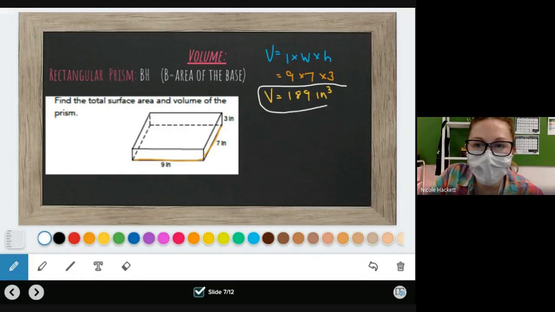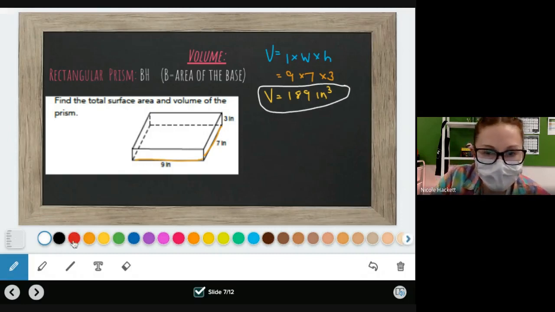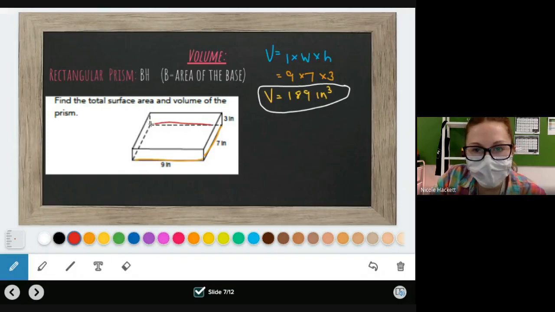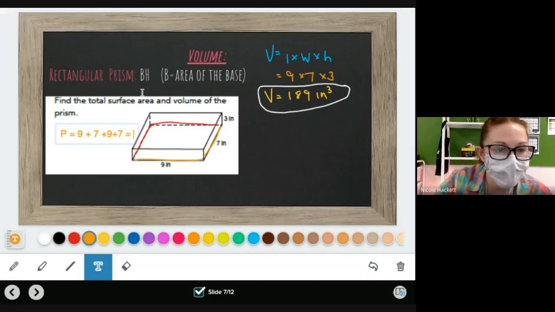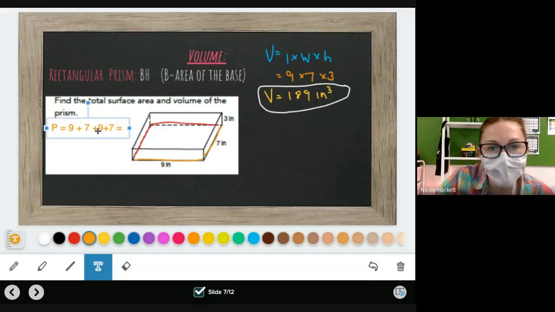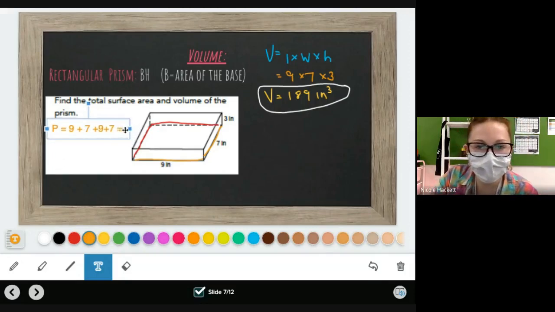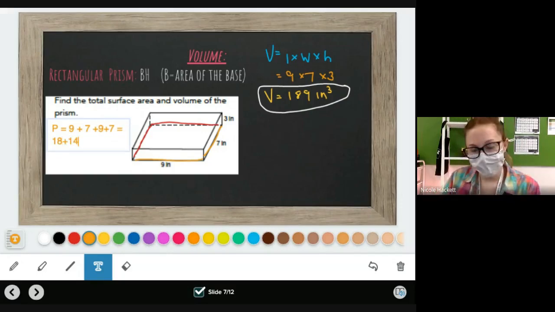Now, if I wanted to find the total surface area, I first need to find the perimeter of the base here. So the perimeter of my base is 9 plus 7 plus 9 plus 7, which is going to equal 9 plus 9 is 18. So we have 18 plus 14 for a total of 32.